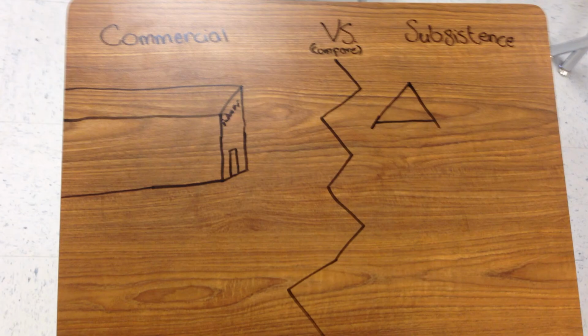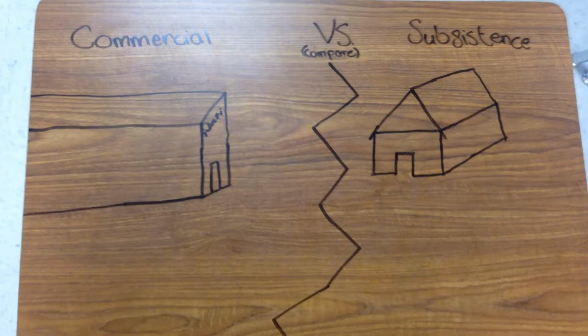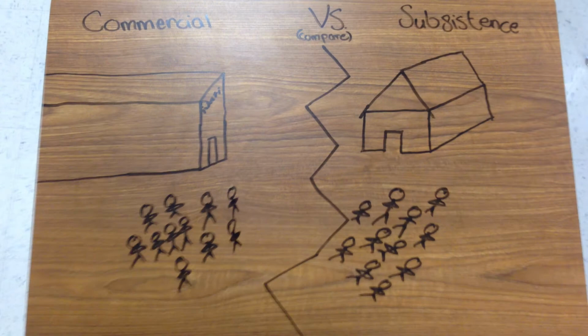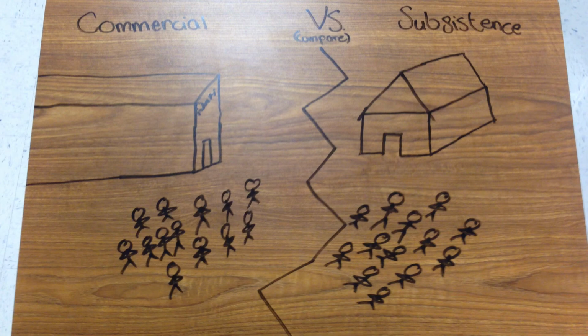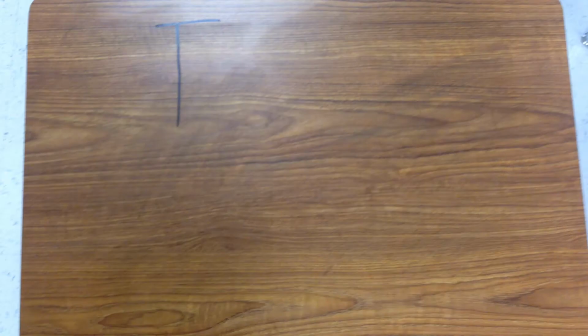Subsistence and commercial are very different, but they do have some stuff in common. They both need land, both require seed to grow, both use fertilizer, and require labor. The end.